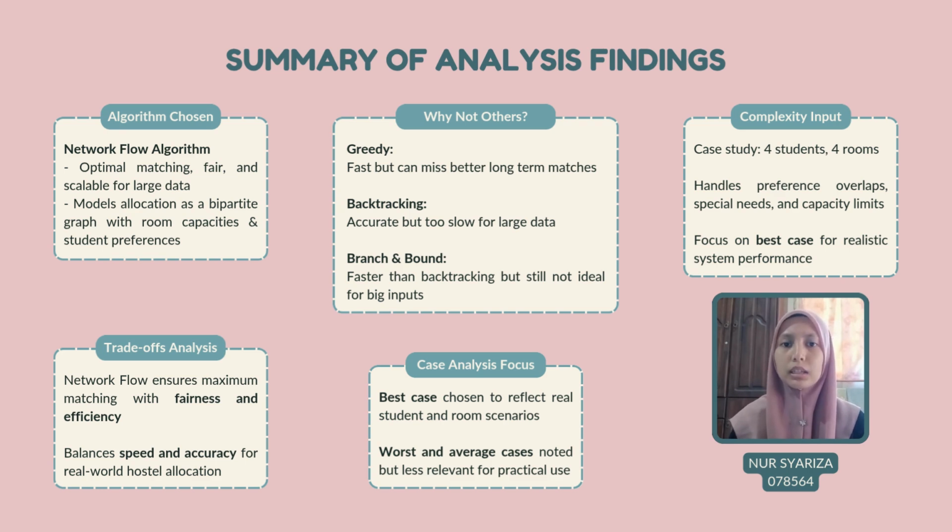And why were the other algorithms not chosen? We also tested other algorithms. We have four algorithms, and we chose the network flow algorithm. The other three are, first, greedy. Greedy is very fast, but it sometimes makes decisions too quickly and misses a better match. Second is backtracking. Backtracking is very accurate and follows all rules, but it is too slow as data size increases.